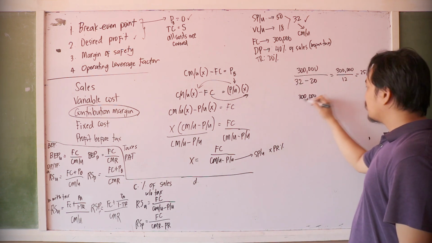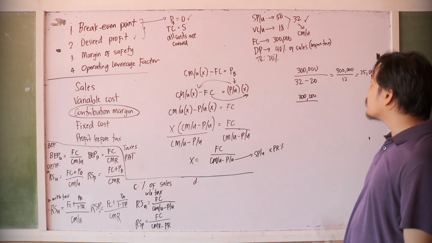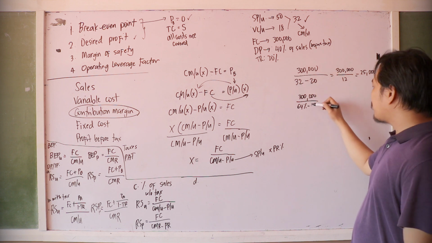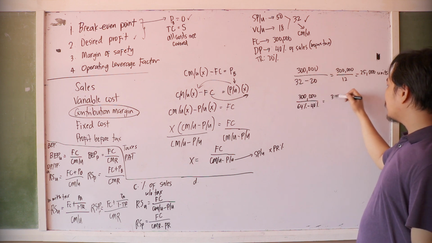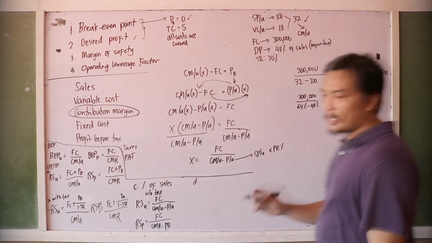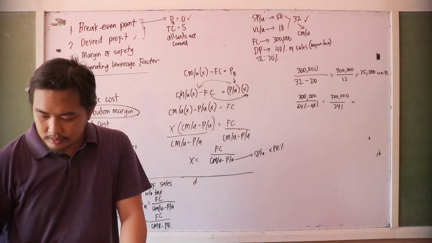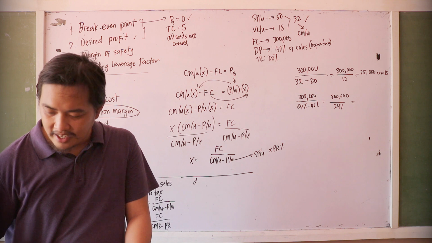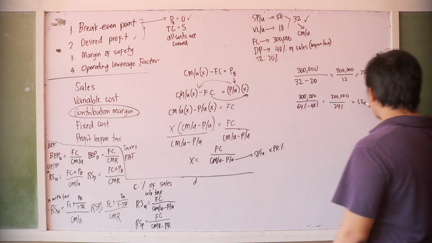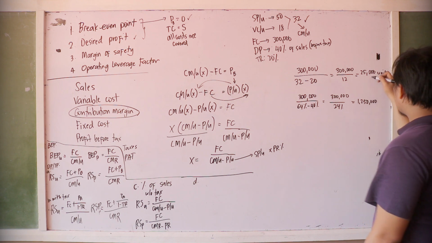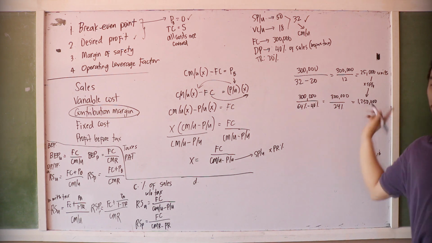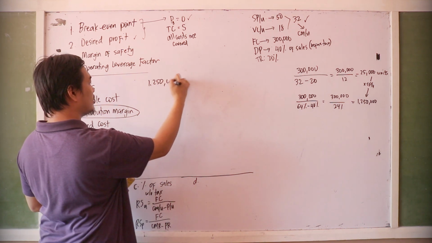300,000 fixed cost all over your contribution margin ratio, which is 64%, in-compute natin kanina, minus your profit ratio na 40%. So 300,000 divided by 24%, 300,000 divided by 0.24, makukuha natin 1,250,000. To check, multiply by selling price per unit, dapat ang makukuha natin 1,250,000.